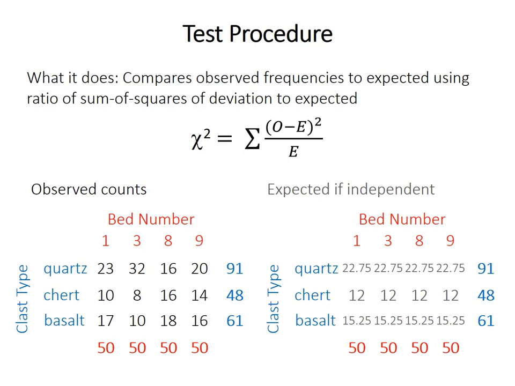For example, because there are 91 quartz clasts in all 4 samples, the total of quartz is 91, the expected counts, if abundances were independent of sample number, so the same in all the samples, would be 22.75. So those numbers are fed into the formula. Basically, for each cell, for each row and column combination, you do (observed minus expected) squared divided by expected, and they are all then added up to give you the chi-squared test statistic.